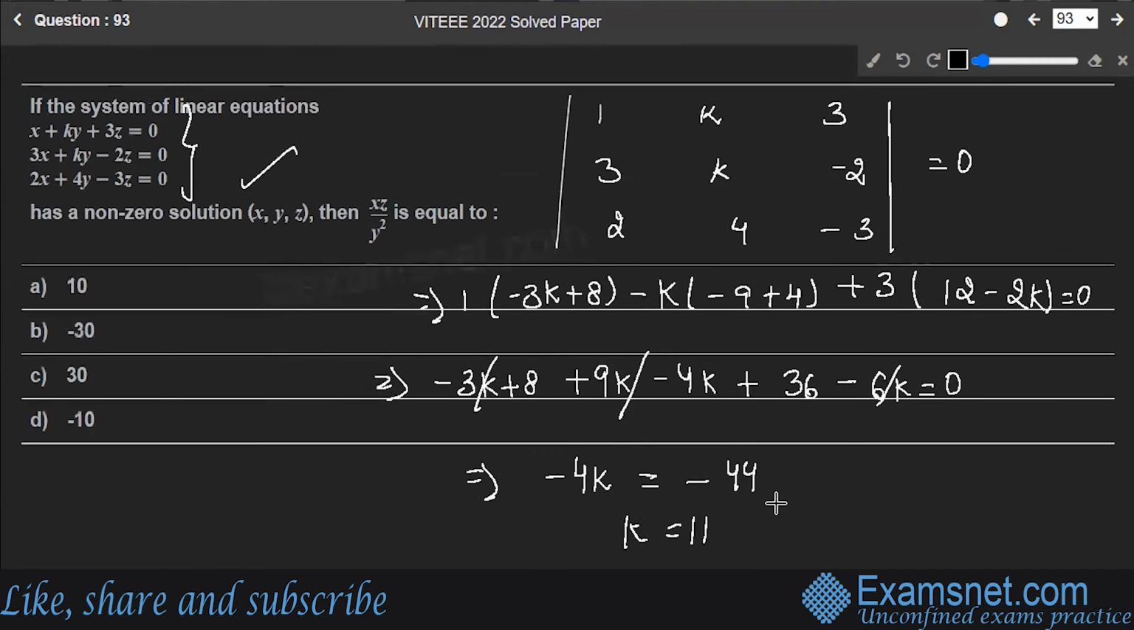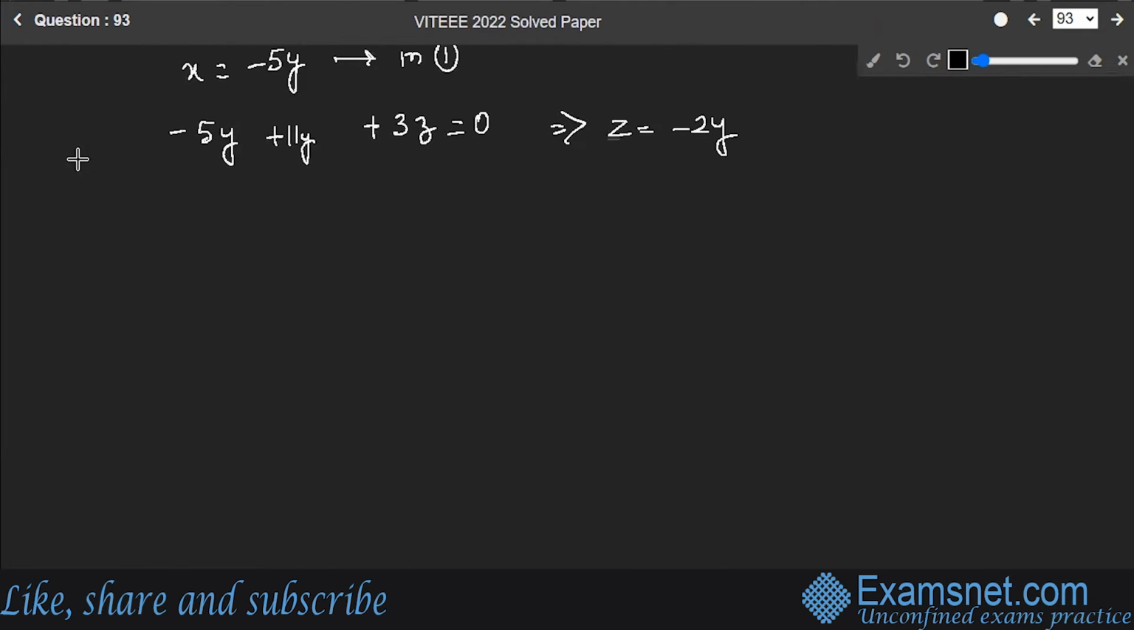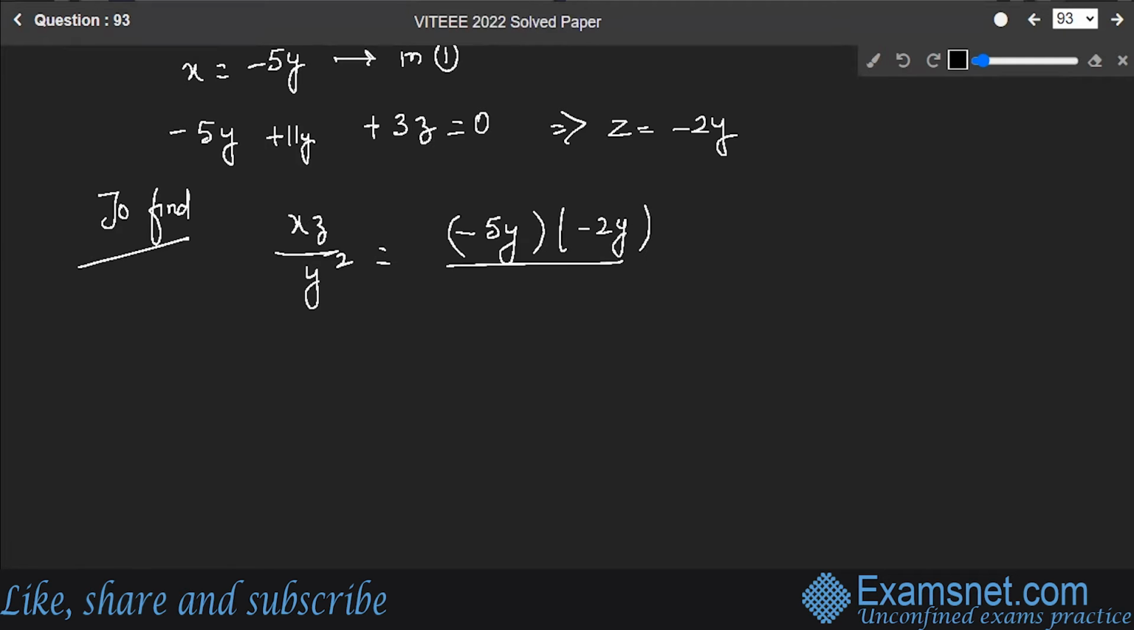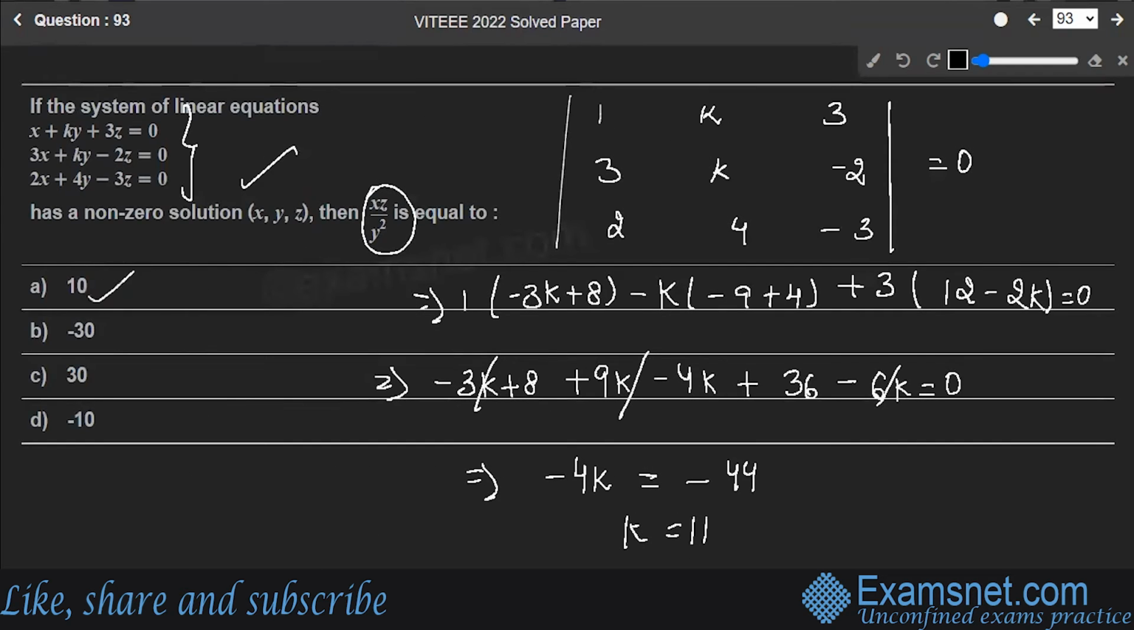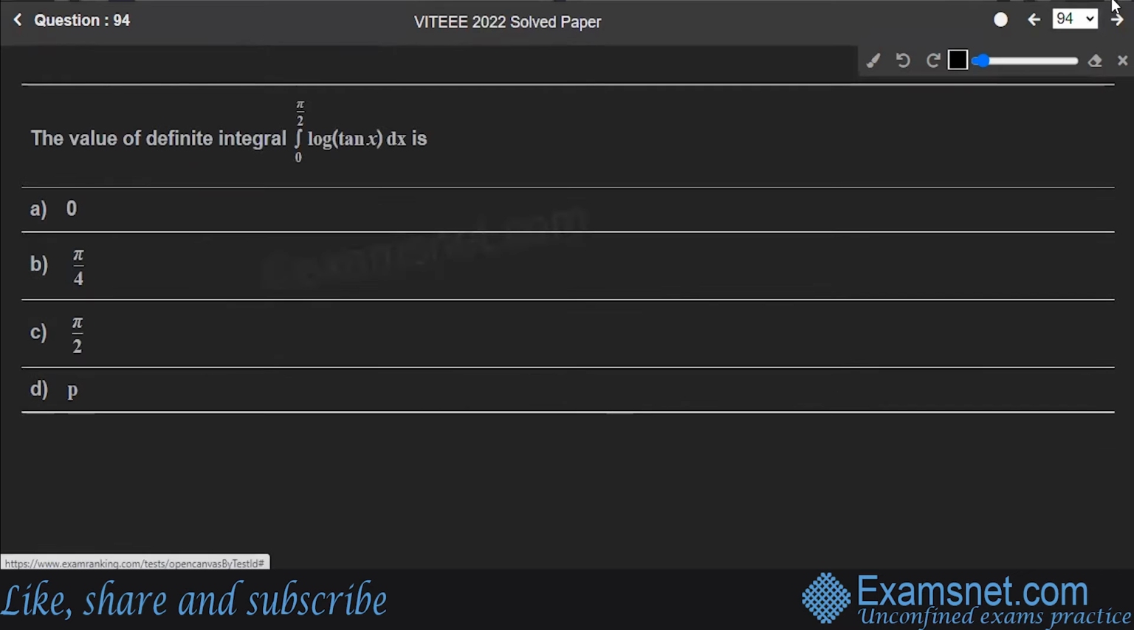Now what you had to find out in the question was x into z upon y square. This is equal to minus 5y into minus 2y upon y square, which is equal to 10. So this is the answer to the question. Option A is the correct answer. Hope you understood this. Let's move to the next question, number 94.